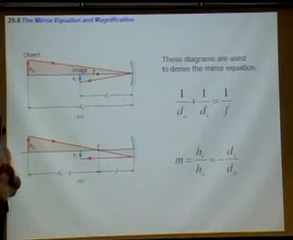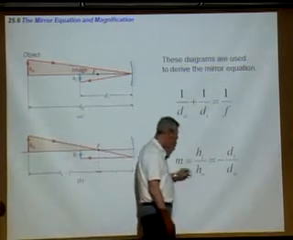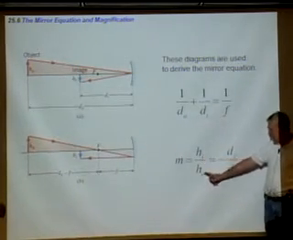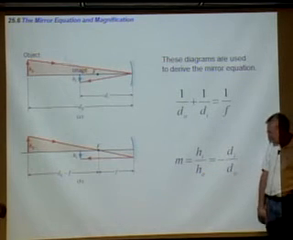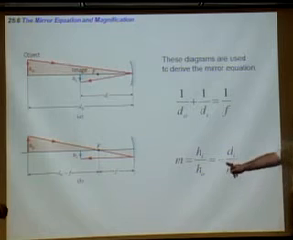That 1 over F equals 1 over DO plus 1 over DI. Okay? 1 over F. And the magnification, which this magnification makes sense to me: height of the image divided by the height of the object. Okay, well that makes sense. But you can also use this one.